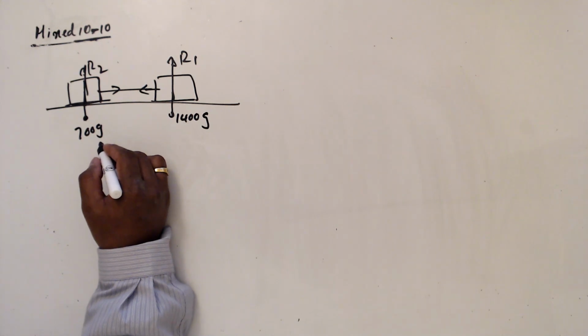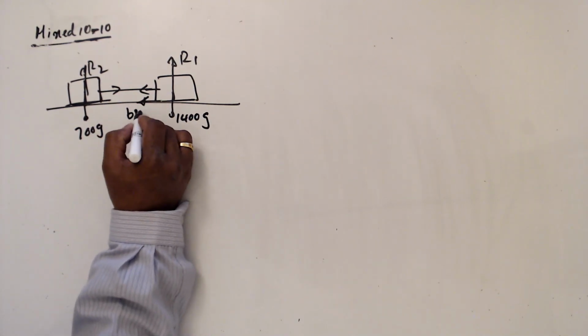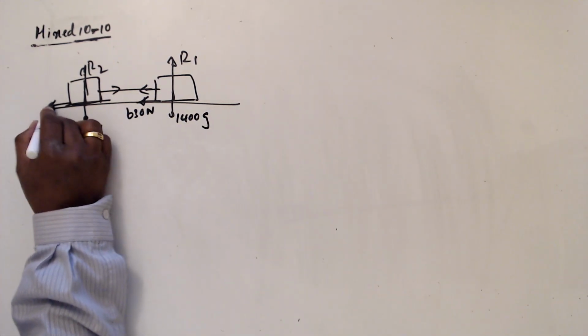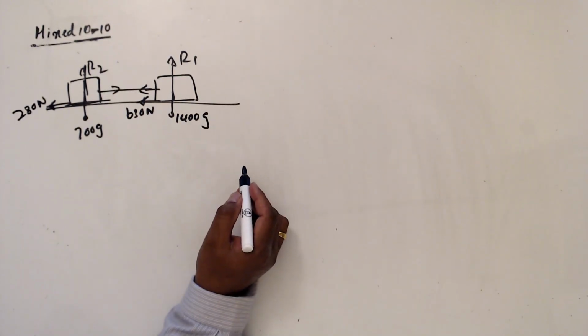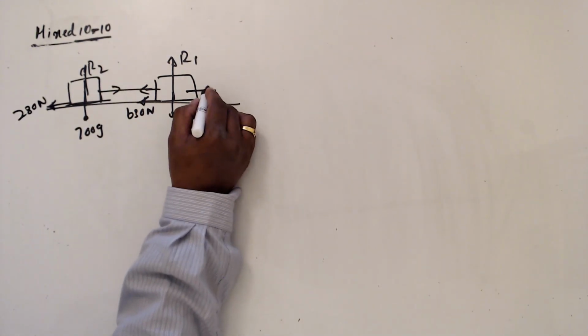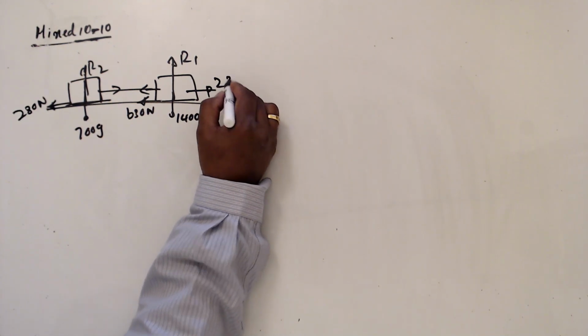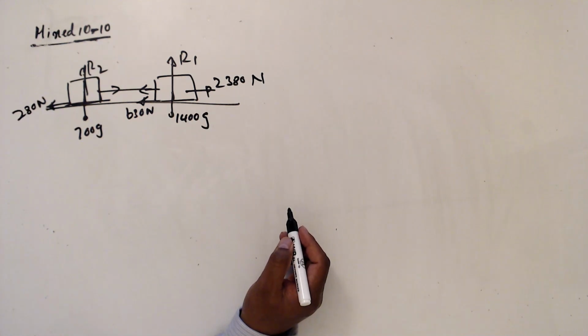The resistance to motion of the car is assumed to be constant at 630. So this is 630 Newton to this side, and then 280 Newton to this side, and the engine driving force is 2380 Newton. So find the acceleration.